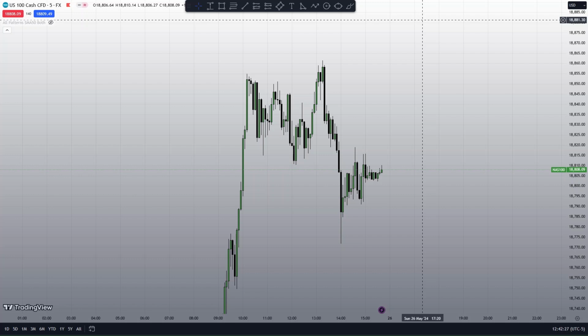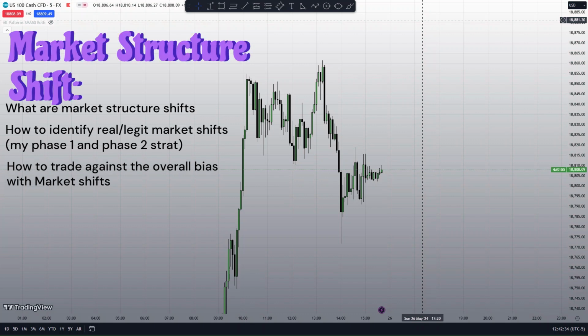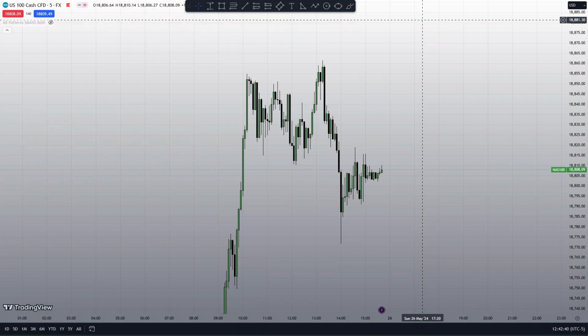Things that we're gonna go over in this video are what market structure shifts are, how to identify actual market structure shifts, like legit ones, not, oh, it looks like it, and how to use those in a way to trade against what the overall bias originally was.